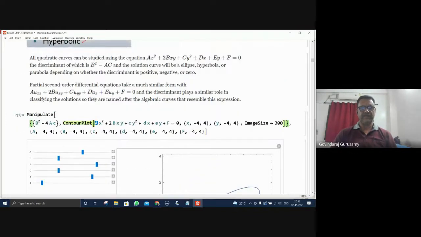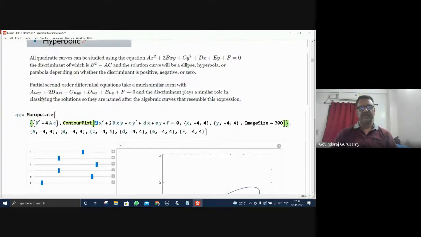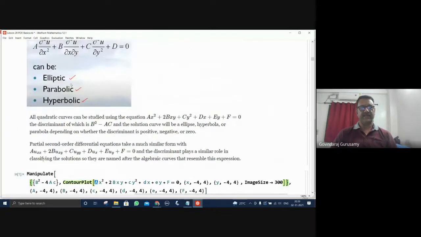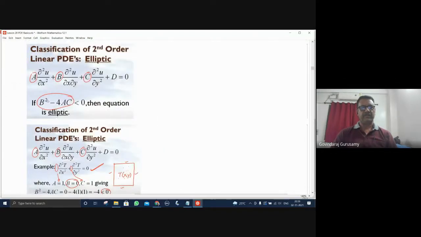When you make this analysis, if b square minus 4ac is less than 0, then I have an elliptic type of curve. That is what will be the result that you have. Therefore, it is being classified as elliptic. The first case is where b square minus 4ac is less than 0, then the equation is elliptic.